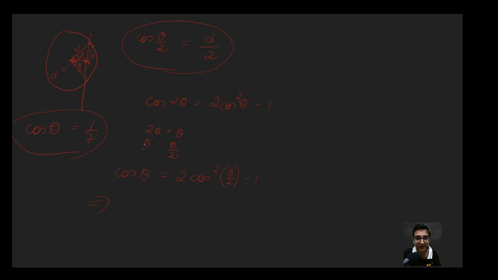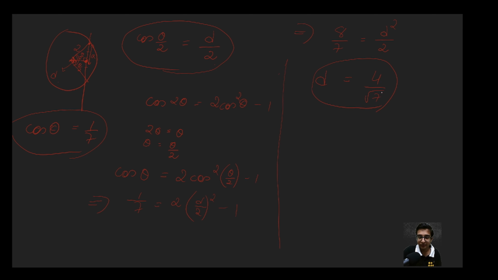Now simply let's substitute the values. Cos theta is 1 by 7. 2 cos square theta by 2 is D by 2 whole square minus 1. Now let us solve this equation here. What do we get? Taking 1 on the other side, we get 8 by 7, which would be equal to D square by 2. And from here we get D to be equal to 4 by root 7. So I've gotten the distance of one of the sides.